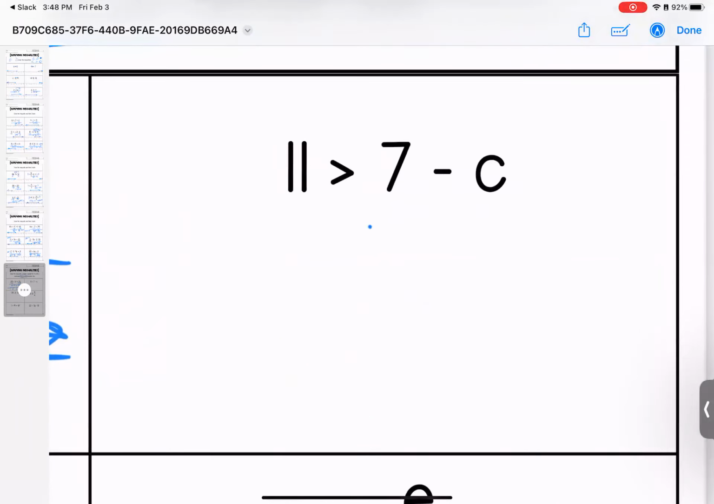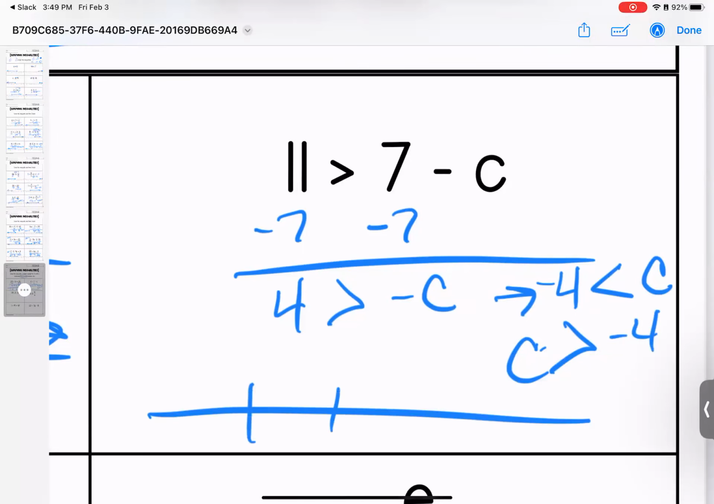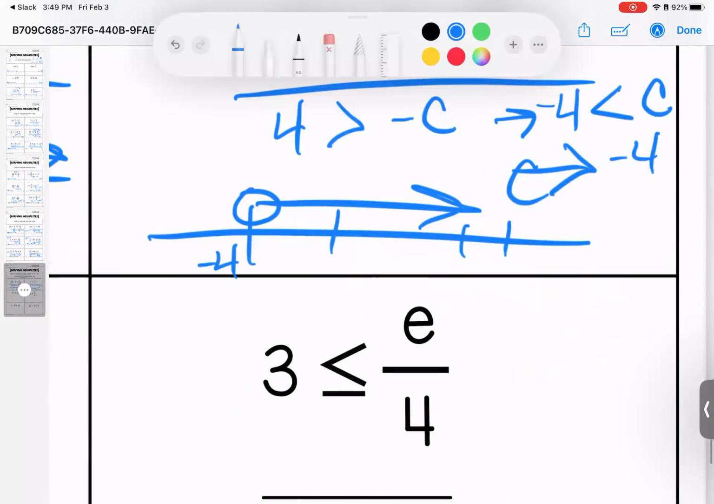Over here, I'm going to subtract 7, subtract 7. That gives me 4 is greater than negative c. Flip it. So we have c is greater than negative 4. I'm going to put my lines. Let's say that this one is negative 4. I'm going to put my circle and my arrow goes to the right.